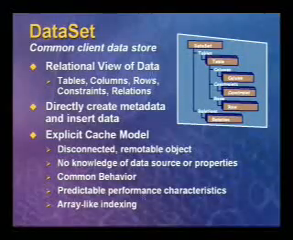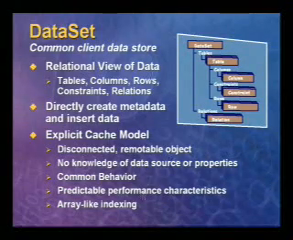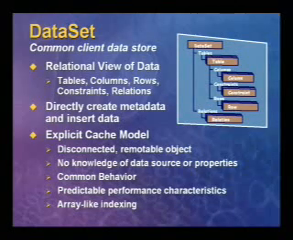As I said, the data set is a common client data store. It is a relational view, and this diagram shows that it has tables, columns, constraints, rows, and relationships. So it's a multi-table relational cache that the user can use in order to store and manage data. That data itself may come from a database, it may come from an XML file, or it may be just application data. That is, the user can create a data set from scratch, create tables in that data set, push data into it, and use it just as a standalone client cache.